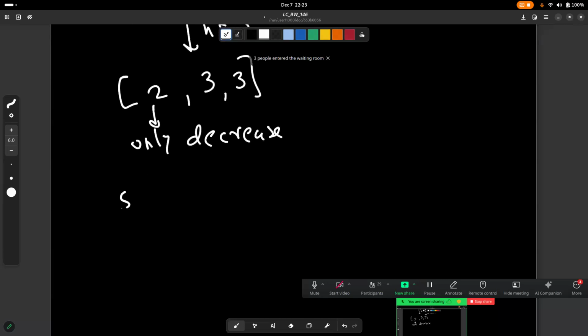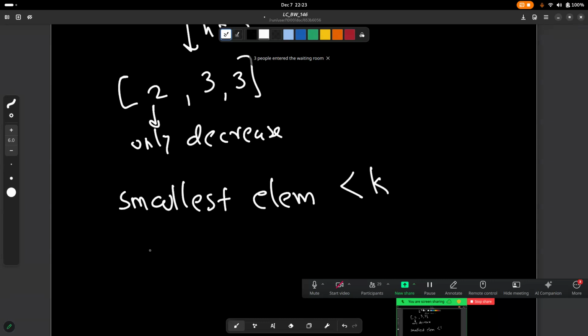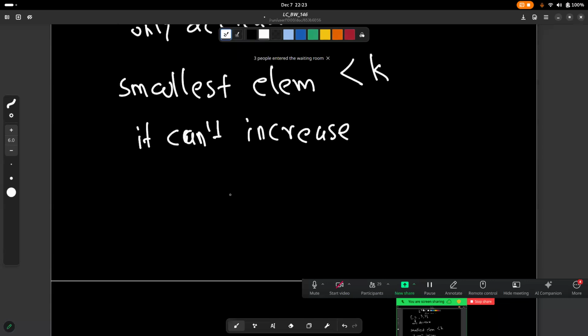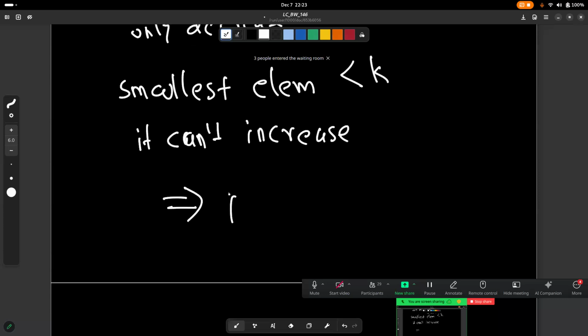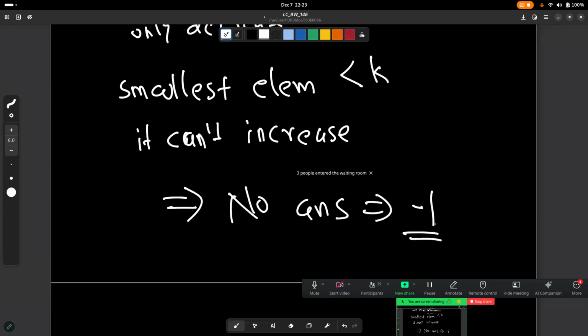So if your smallest element is strictly less than k, it can't increase, because our operation only allows us to decrease an element, not increase it, which implies that there's no answer. And so, according to the problem, you have to return a -1, right?